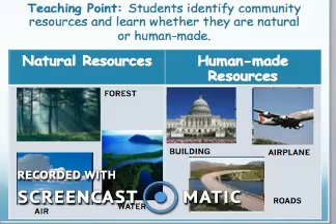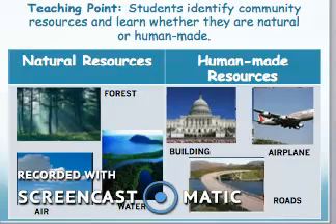And air. Air is very important. We need air to breathe. And that's a natural resource, right? Air isn't something that's made, it's something that is in our environment. On the other side, we have human-made resources. Some examples of human-made resources are buildings.